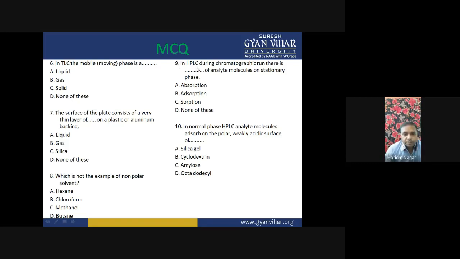Now the next question: in HPLC, during the chromatographic run, there is what of analyte molecules on the stationary phase? During an HPLC run, there is adsorption of the analyte molecules on the solid stationary phase. So option B would be the correct option.